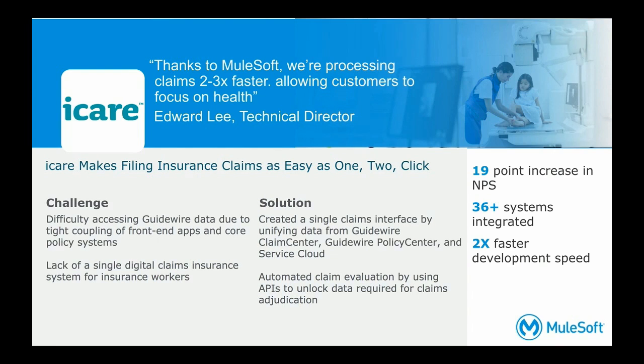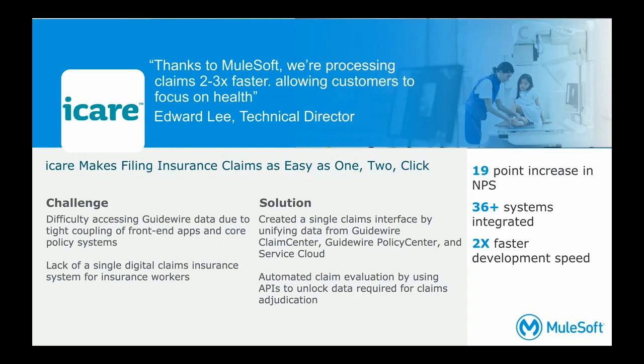Like a lot of insurance companies, they had challenges accessing Guidewire data due to tight coupling of front-end applications and core policy systems. And this was really hindering their efforts to create a single digital claims insurance system and platform, and really a front end to empower the workers who are receiving workers' comp to be able to get benefits. The solution was they implemented a single claims interface by unifying data from Guidewire, Claim Center, Policy Center, and Service Cloud. And they use a number of APIs to automate core business processes such as claims adjudication.